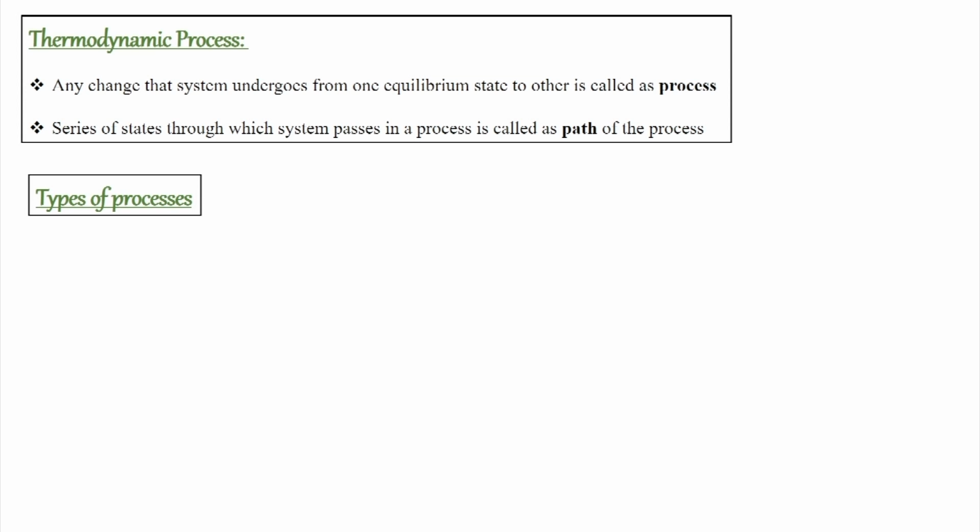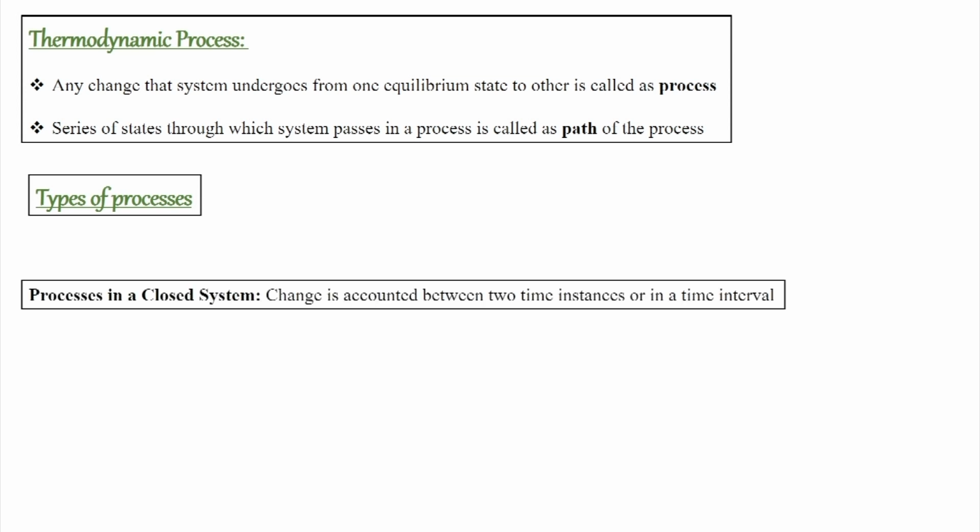Before that final equilibrium is achieved, the system has gone through various destinations or milestones, and all those milestones are the intermediate thermodynamic states which the system would have in equilibrium. If we join all such states, then we say that this is the path which the system has followed to execute a particular process. So these are the two things related to a change in state of the system. Then we have types of processes.